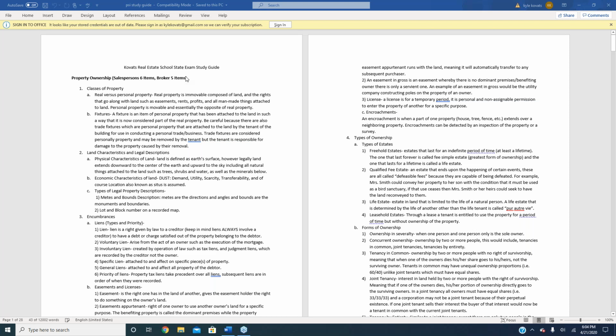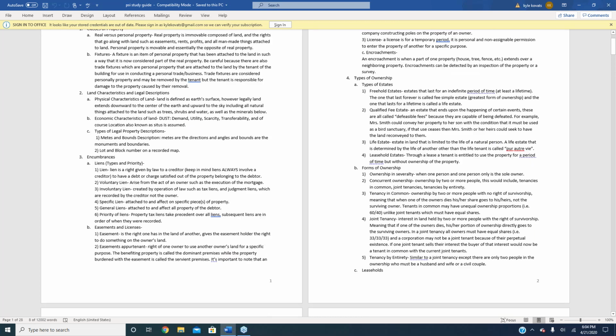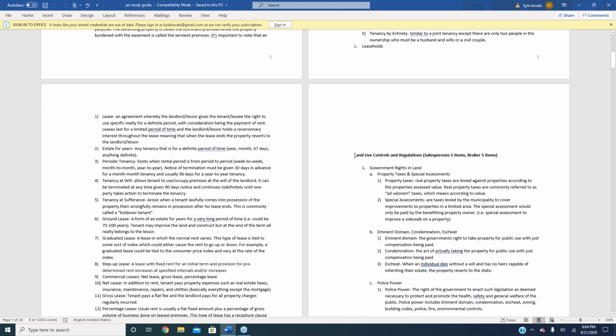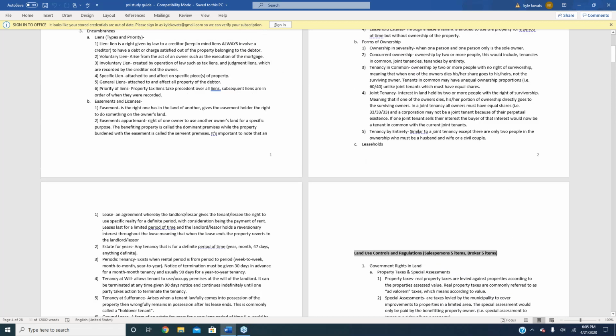One thing I want to point out to begin with: you'll see each section titled. For instance, right here, where it says property ownership, salesperson 6 items, brokers 5 items, that's the state telling you. This is not my opinion. The state says that on the state exam, 6 of the 110 questions will come from this section. And for this section, land use, controls and regulations, there are 5 items on the state exam. I'll point that out as we get through these different sections.